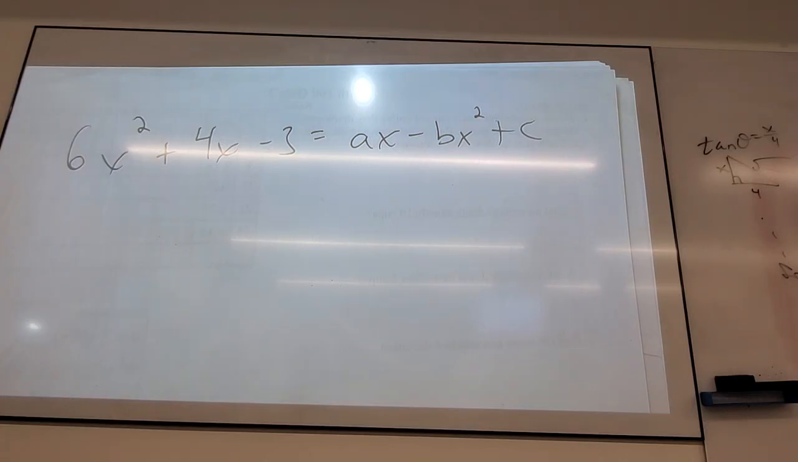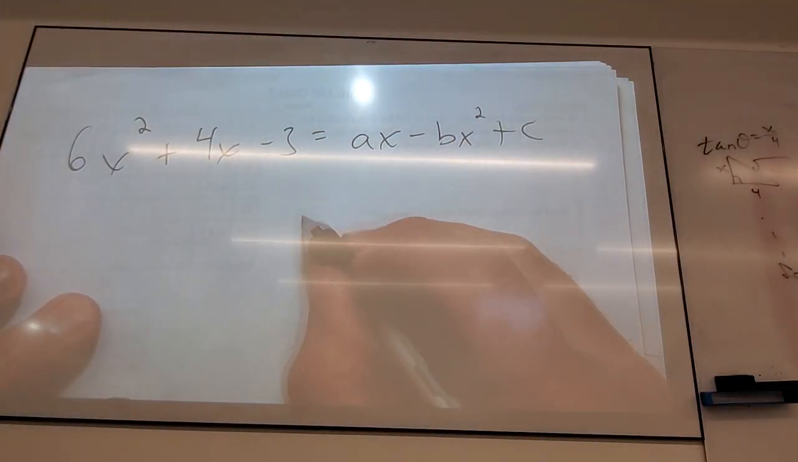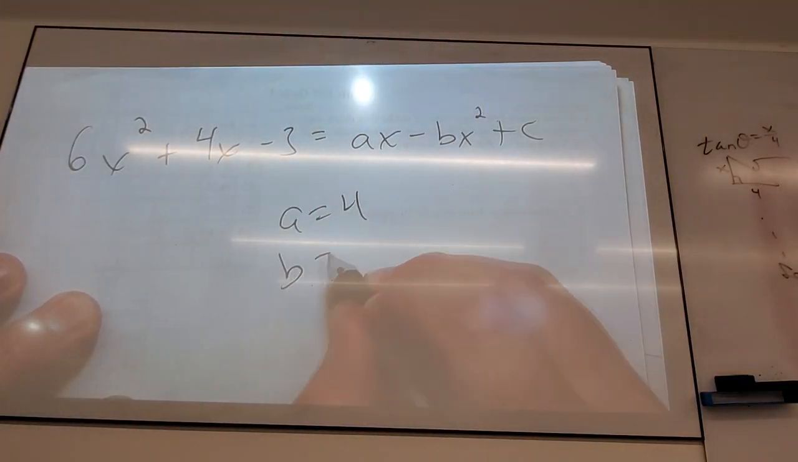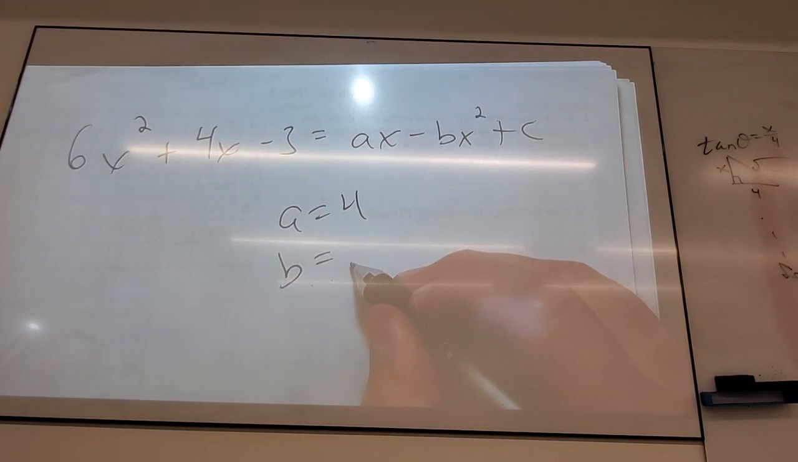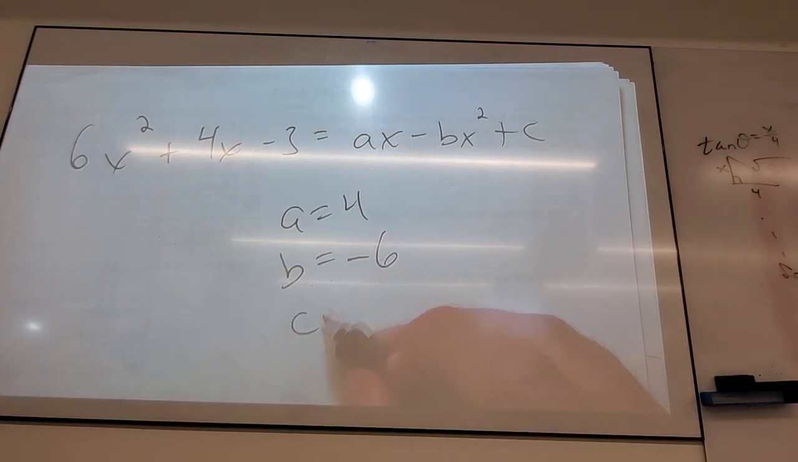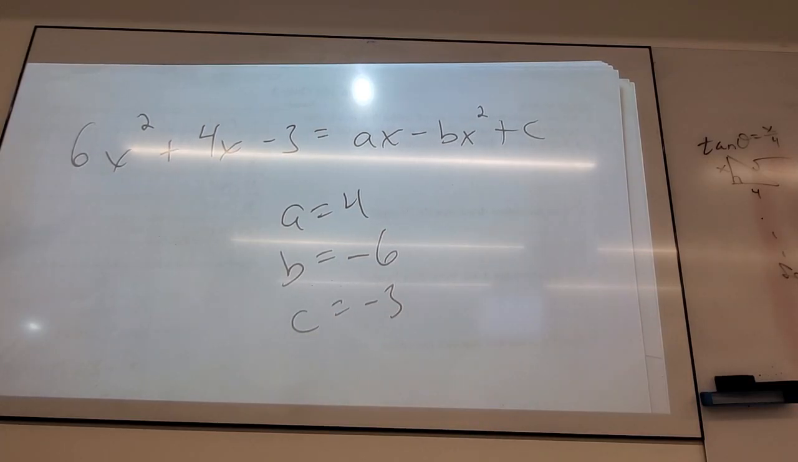You guys with me? So this, remarkably enough, if you've done partial fractions before, you know exactly what I'm doing. This is called equating coefficients. So in this case, a is 4. What's b? 6. Why is b not 6? Yes, negative b is 6. So what's b? Negative 6. And what's c? Negative 3. Cool. Is everybody with me?